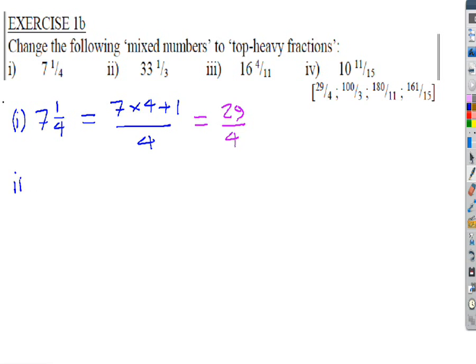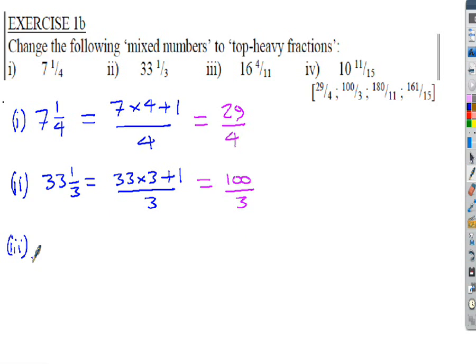Part 2 here, we're given the mixed number of 33 1/3. We've got to write that as a top-heavy fraction. So the denominator will be the 3. On the top line I will get 33 multiplied by 3. Again, I add 1 in this case. That's equal to 33 multiplied by 3 is 99, add 1 is 100. That's divided by 3.